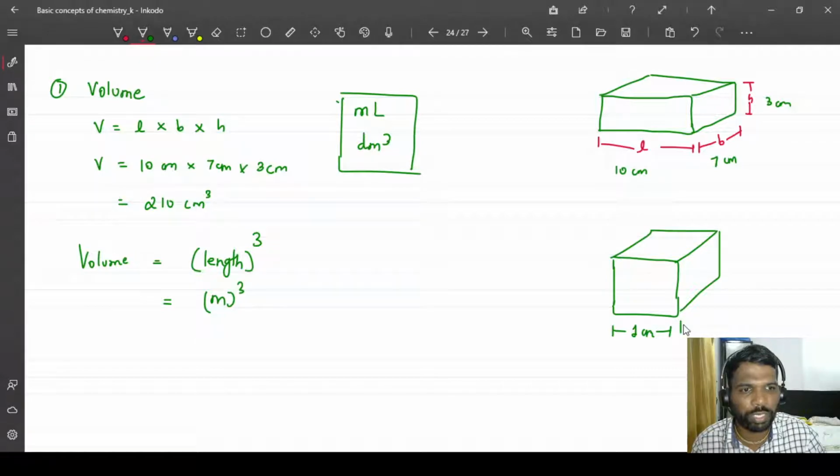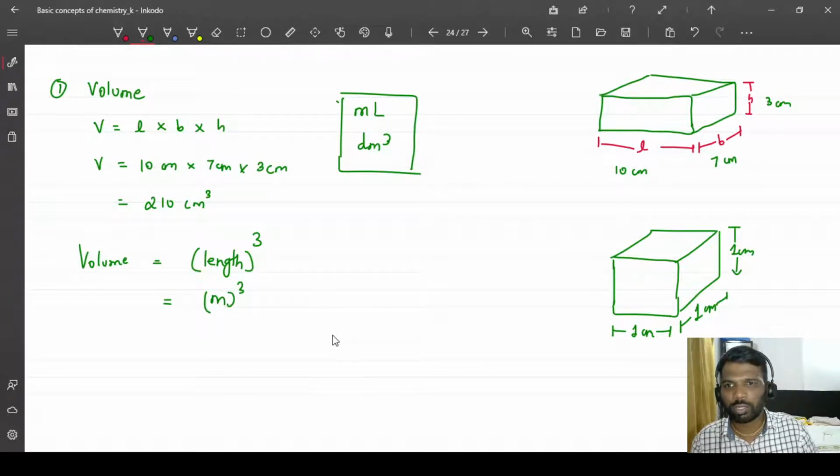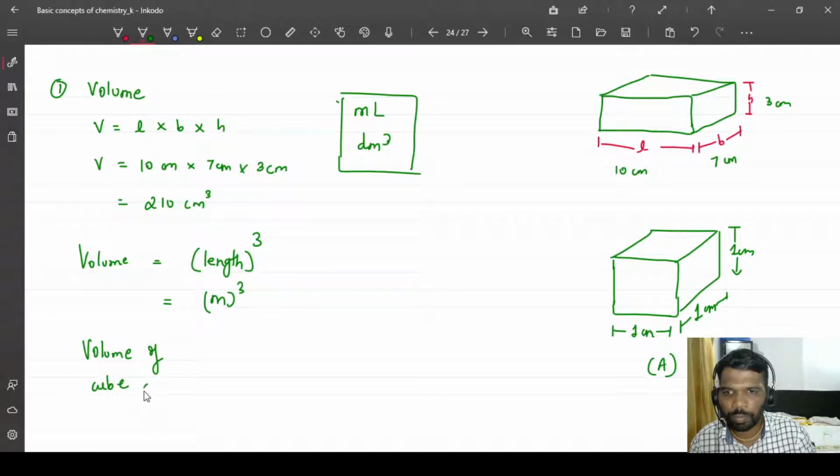Let's say this is also 1 centimeter, this is 1 centimeter, and this is also 1 centimeter. So what would be its volume? Volume of this cube, let's say this is A, volume of cube A will be 1 centimeter multiplied by 1 centimeter multiplied by 1 centimeter. So 1 into 1 into 1, and that is equal to 1 centimeter cube.